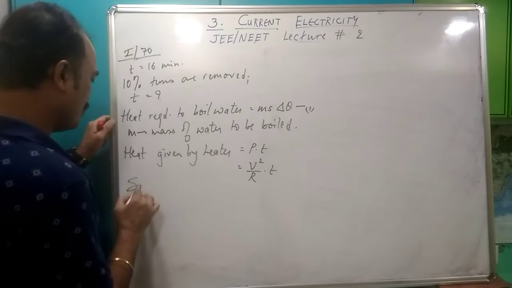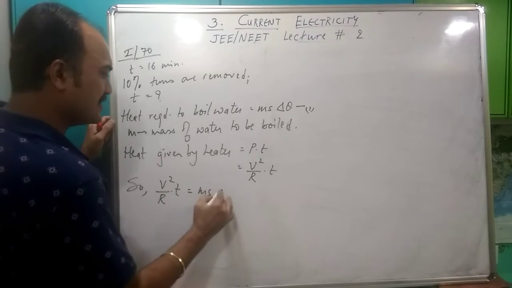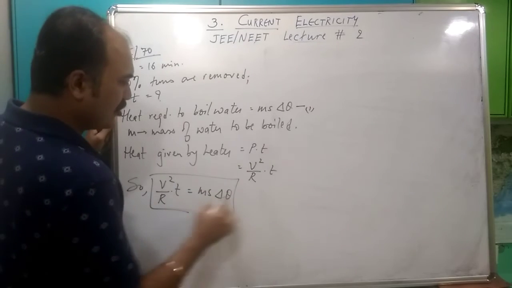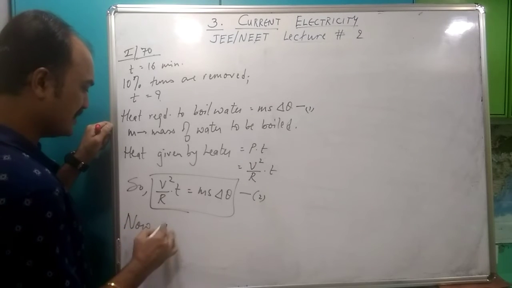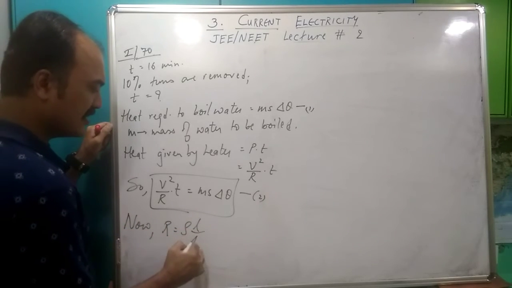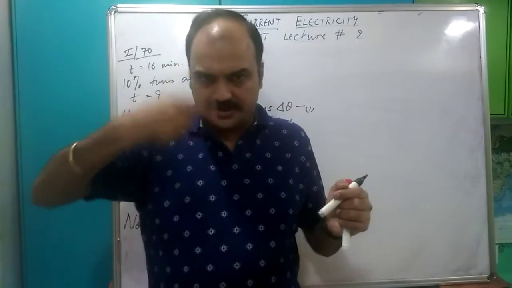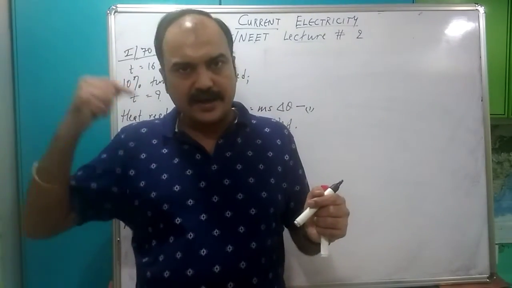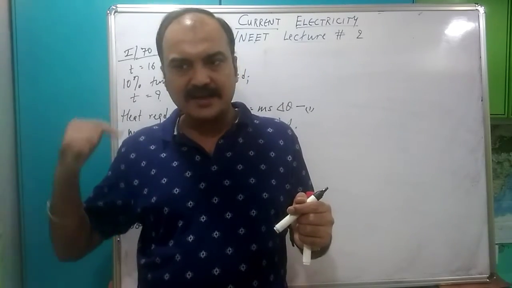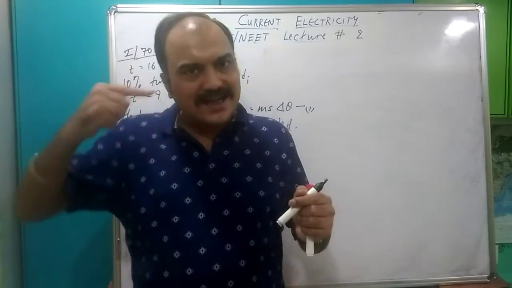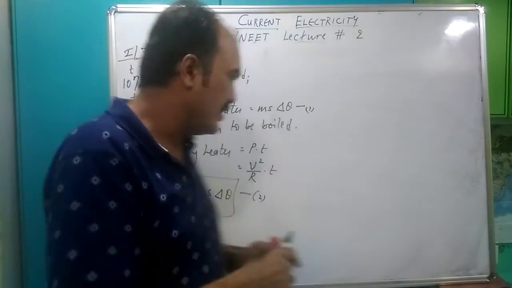Now V square by R into t is m s delta theta. But this is not going to be my main equation because I need to look at resistance. Now resistance R, everybody knows, is rho L by A. Suppose this is how a heater looks. Let us say this is one turn, and the radius of this one turn is R, so the length of one turn is 2 pi R, and if there are n such turns, the total length is 2 pi R times n.